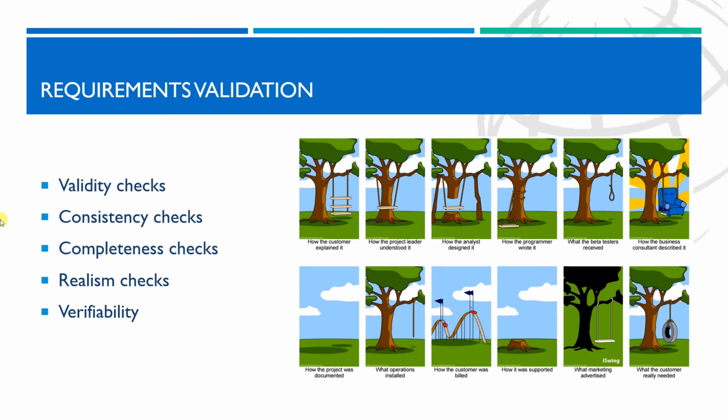The verifiability. To reduce the potential for dispute between customer and contractor, system requirements should always be written so that they are verifiable. This means that you should be able to write a set of tests that can demonstrate that the delivered system meets each specified requirement. And the important question here is, can the requirements be checked?